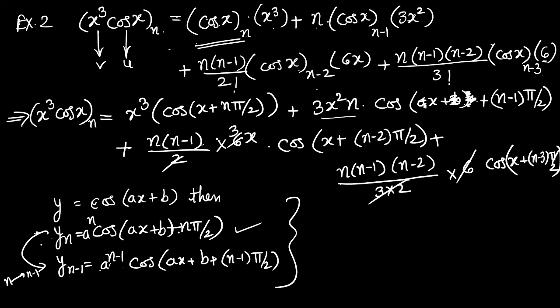In this way, for simple functions, we can easily find the nth derivative of a product of two functions of x. Out of these, one is an algebraic term, that means whose derivative will be 0 after the 2nd, 3rd or 4th derivative, and the other is a continuous function.